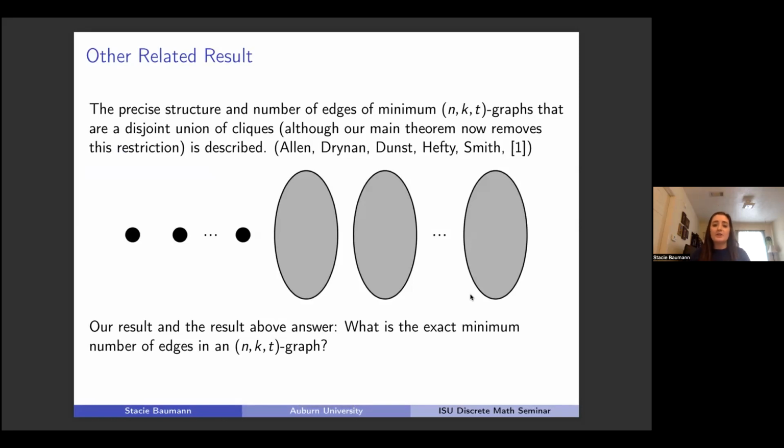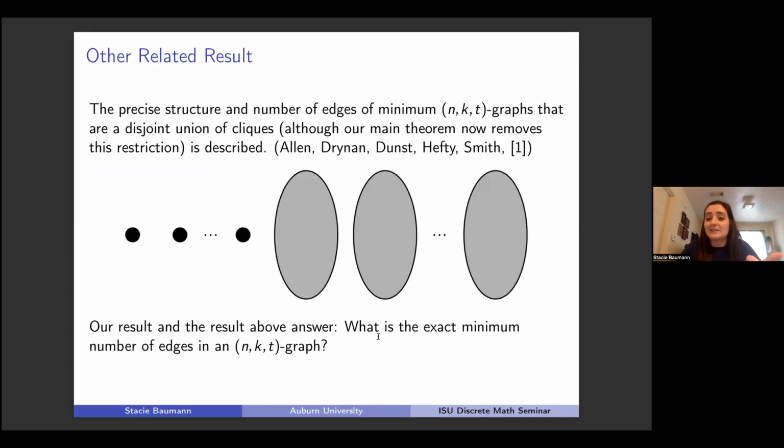And I do also want to mention, another group came along and showed the precise structure of these minimum NKT graphs. They did it at the same time we were working. They were saying, if the conjecture is true, this is what the graphs look like. But now we can combine both of our results and answer this question: what is the exact minimum number of edges in an NKT graph?